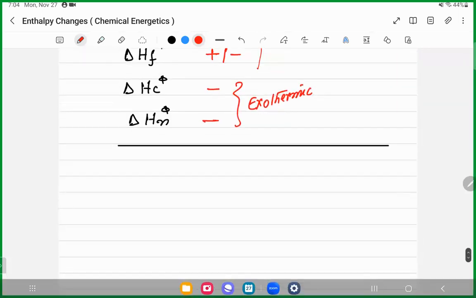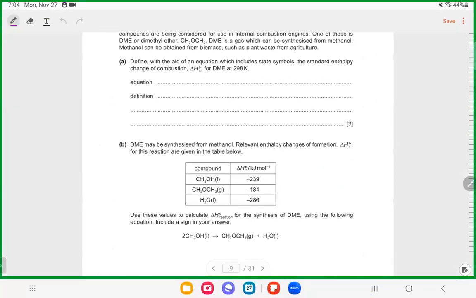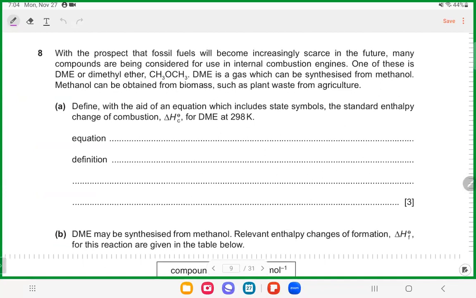Done it. Let's see something here. Okay, it says combustion की equation लिख के दिखाइए for DME, which is dimethyl ether, CH3OCH3. And if I have to write down the equation for combustion, क्या करूं? Reacting with oxygen, forming what should be the combustion product? Yes, carbon dioxide and H2O.